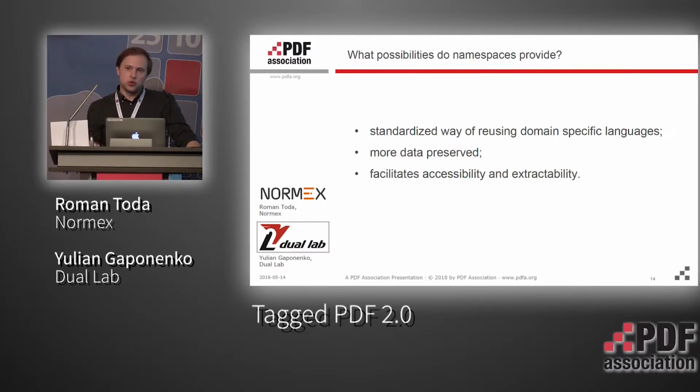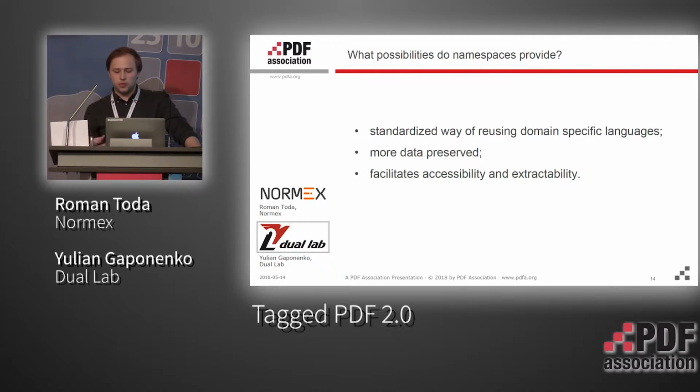You can either create a new namespace, maybe randomly or somehow come up with it, or you can reuse commonly known namespaces, for example from the XML world that define some domain-specific languages, or common formats like Open Document Format or HTML. So this allows you to preserve more information inside the PDF, and what is important is that this information can be reliably identified by third-party tools.